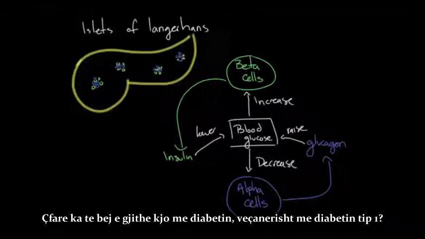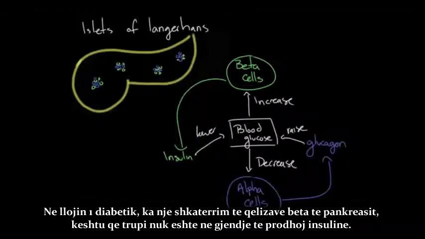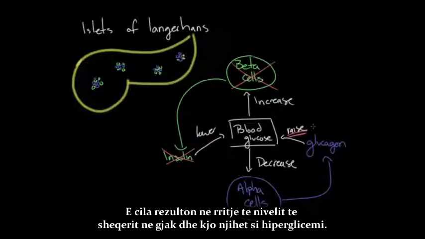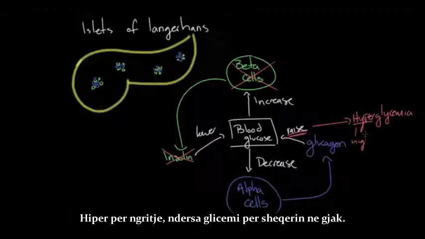So what does this all have to do with diabetes, or specifically type 1 diabetes? Well, in type 1 diabetes, there is destruction of these beta cells in the pancreas, so the body can't produce the insulin. And if the body can't produce insulin, it's not able to lower its blood glucose level, and you have an unbalanced glucagon response, which results in this raising of the blood sugar, and this is known as hyperglycemia. Hyper for high, glycemia for blood sugar.